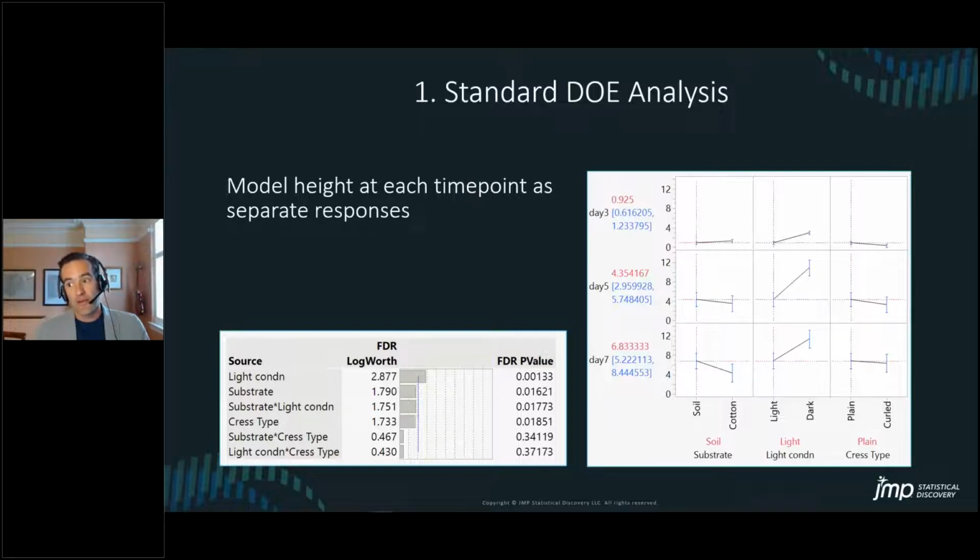What it does rely on is having aligned time points. So if for some reason we weren't able to measure the height on the same days for all the pots, if we don't have aligned sampling points, which you may not have in other situations, then we wouldn't really be able to do this. It relies on having the same response for each of the runs. And also, it's not really answering my fundamental question here, which was, how do the factors affect the growth? It's telling me how the factors affect the height on days 3, 5, and 7, but it's not really getting to the heart of my scientific question.